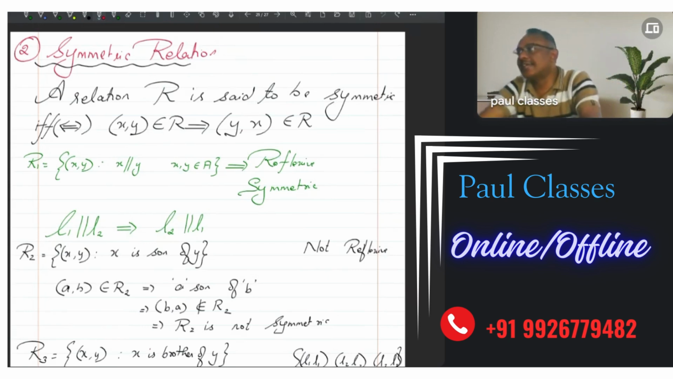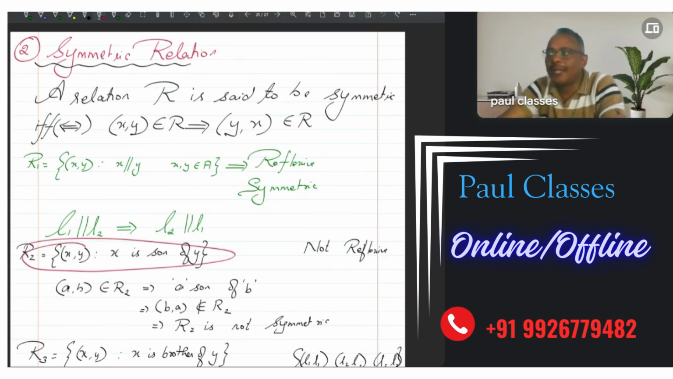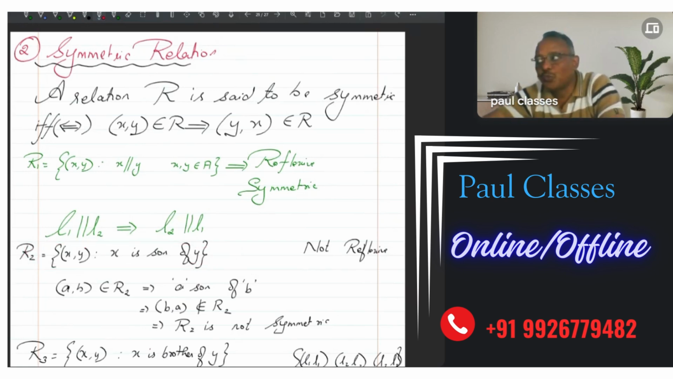Like this example, I'll give you one more example. Suppose all the people here, pairs (X, Y) where X is the son of Y.